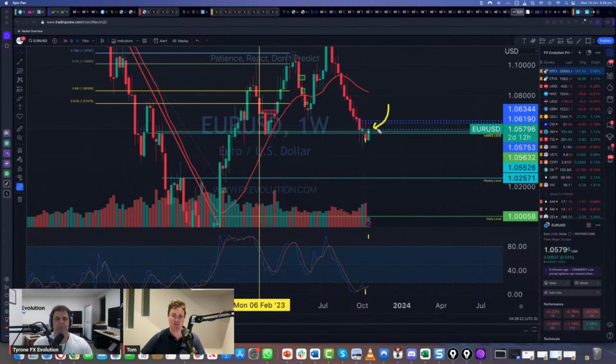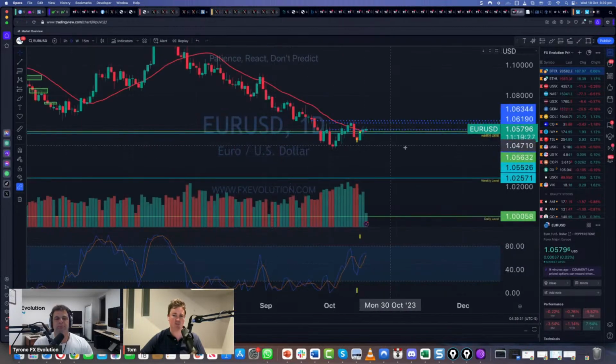And if you compare this to something like the dollar index, it tells you that we're at a very pivotal point. We're at a zone where there is a very big struggle between the bulls and the bears.